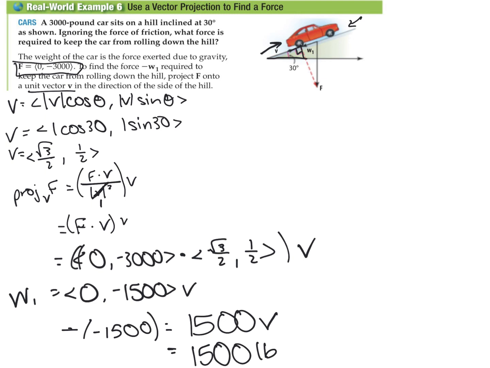So if you think about that, that's like you guys hitting the brakes on your car to stop it from rolling down, or people are pushing 1,500 pounds worth of weight against the car so that it doesn't roll down backwards. All right, that's a word problem.